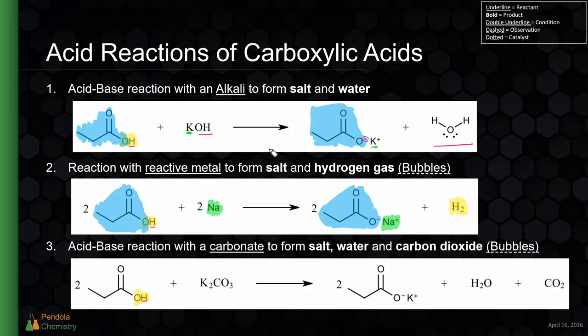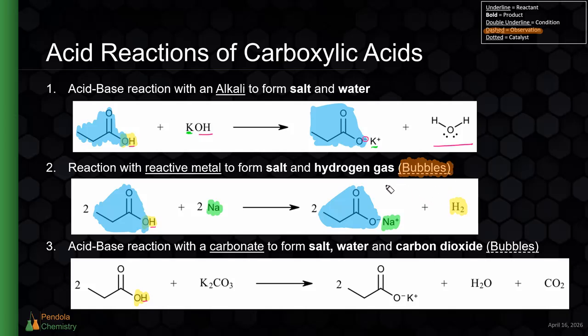Now, when we react these reactive metals, we do get one observation, and that is that the hydrogen gas can be seen as bubbles in this reaction. So if I were to drop a chunk of sodium into, let's say, propanoic acid like this, we will see the sodium starting to bubble as hydrogen gas gets created.